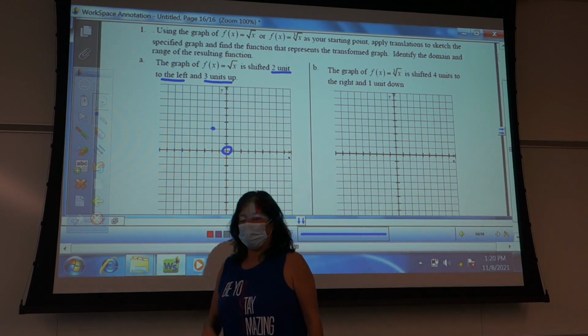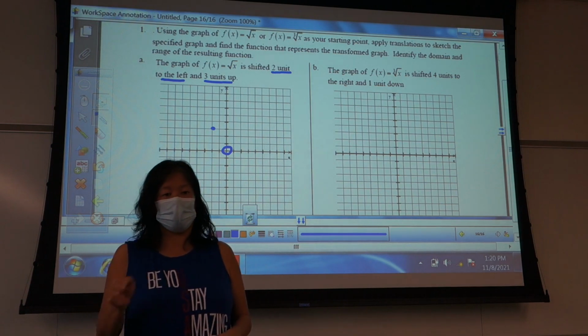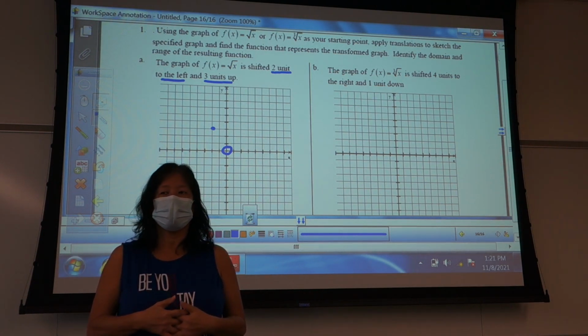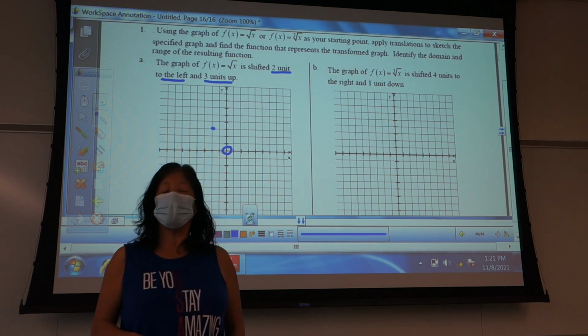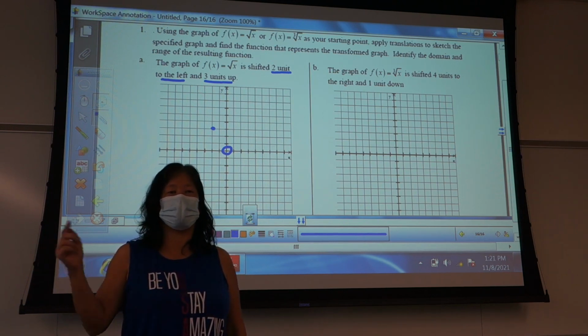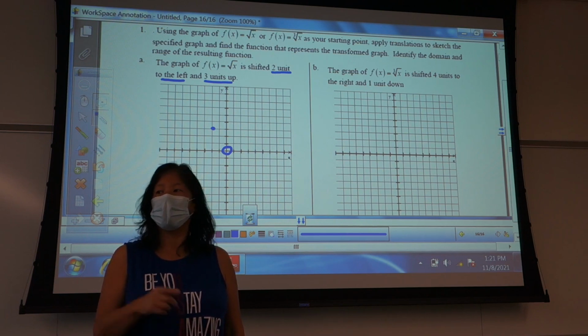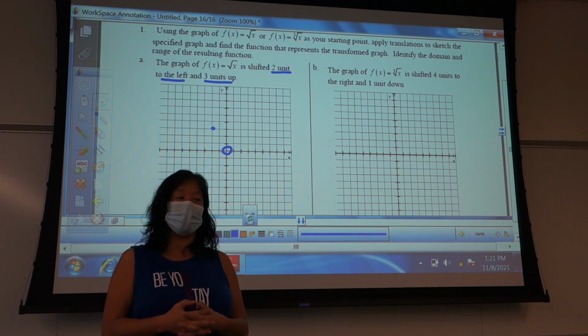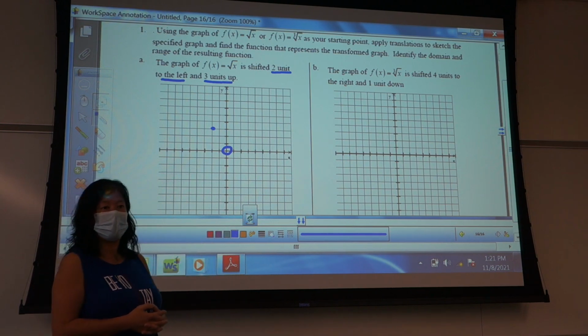So the square root, is that the swoosh or the S? Swoosh. The cube root, is that the swoosh or the S? S. The cube root is the S. So those are all things that you should have down in your notes if you don't know them.